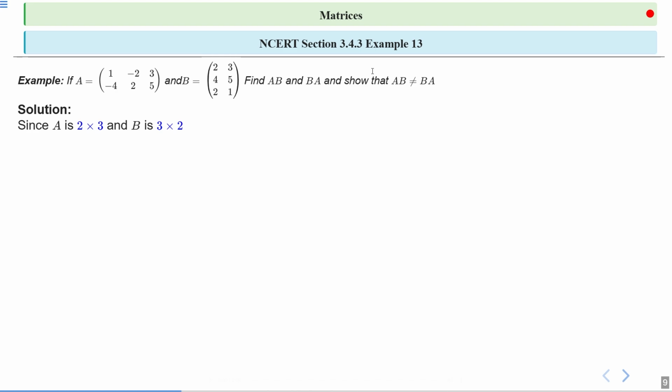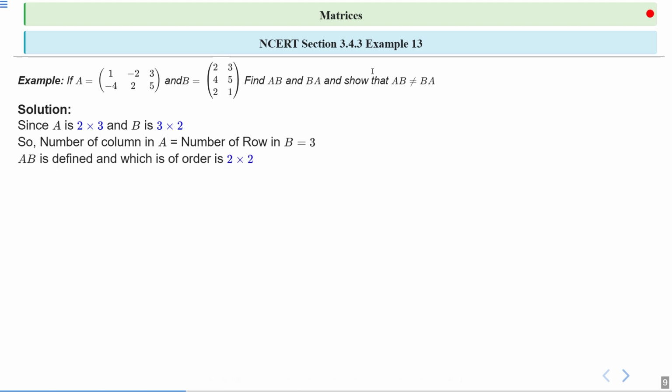Since A is a 2 by 3 matrix, it has 2 rows and 3 columns. Matrix B, on the other hand, is a 3 by 2 matrix with 3 rows and 2 columns. This is crucial for determining if the matrices can be multiplied. For matrix multiplication to be possible, the number of columns of the first matrix must be equal to the number of rows in the second matrix. Here both conditions are satisfied, as matrix A has 3 columns and matrix B has 3 rows.